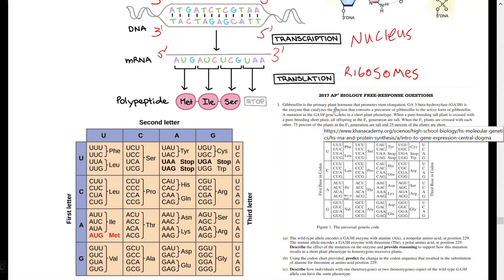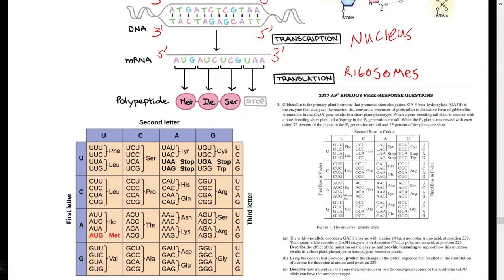I'm not going to pronounce that word. Gibberellin is the primary plant hormone that promotes stem elongation. GA3 beta hydroxylase is the enzyme that catalyzes the reaction that converts a precursor of gibberellin to the active form of gibberellin. A mutation of the GA3H gene results in a short plant phenotype.